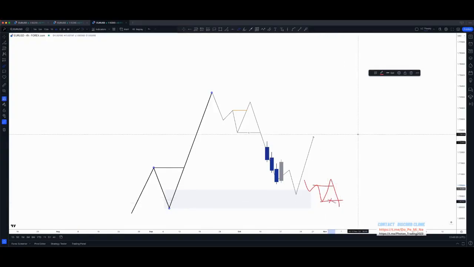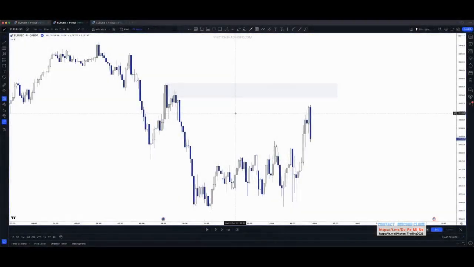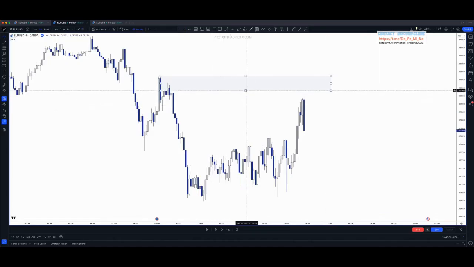So let's take a look at a real example. Alrighty, so I was actually struggling to find a good price action example to show you. So what I've done here is I've kind of made up where the medium time frame POI is.